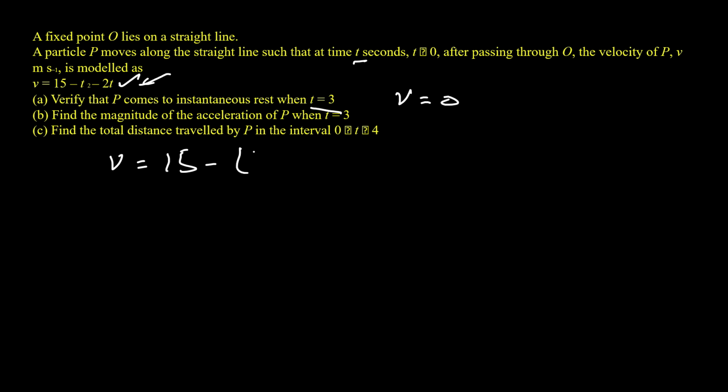So 15 minus 3 squared minus 2 times 3 is equal to 15 minus 9 minus 6, which is equal to 0. So yes, t equal to 3 is a solution of this equation. It means that the body does actually come to rest at t equal to 3 seconds. Now the second part.